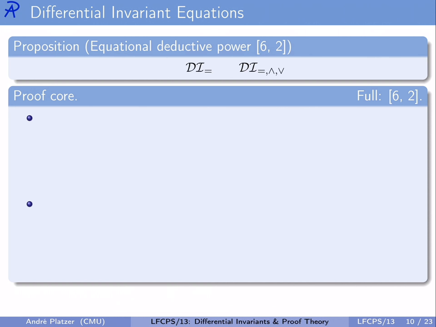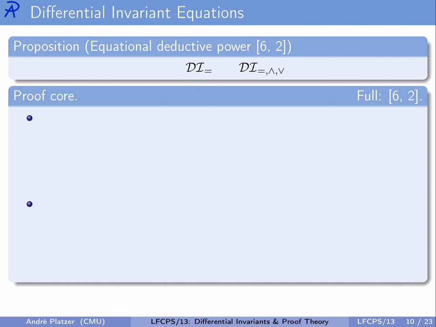Now, let's take a look, after we've seen that we have to pay enough attention, at the first case. The question: how do DI-equal and DI-equal-and-or relate? That's the class of all properties that are provable by just single equational differential invariants. And that's the class of properties provable by differential invariants that are using equalities, ands and ors. How do the two relate? Is there anything that this side can prove that that one cannot, or is there anything that that side can prove that this one cannot?